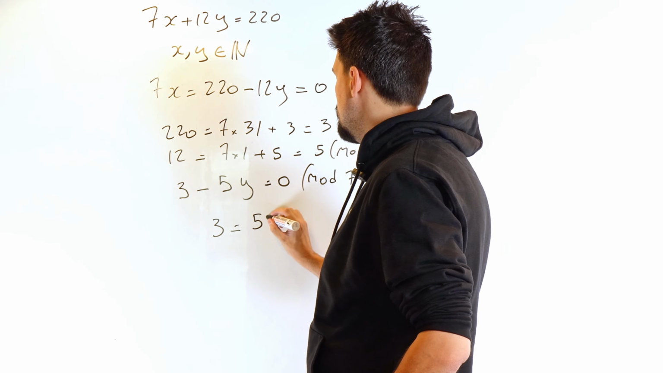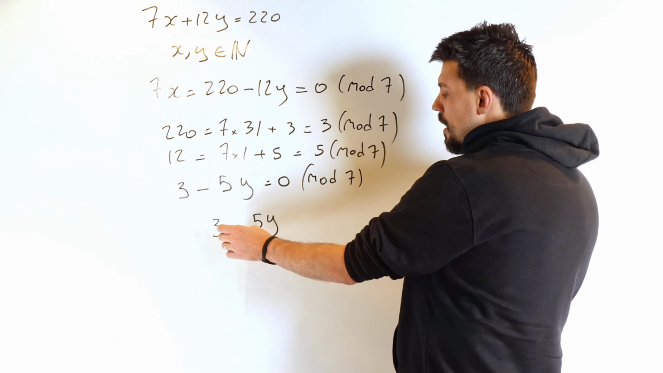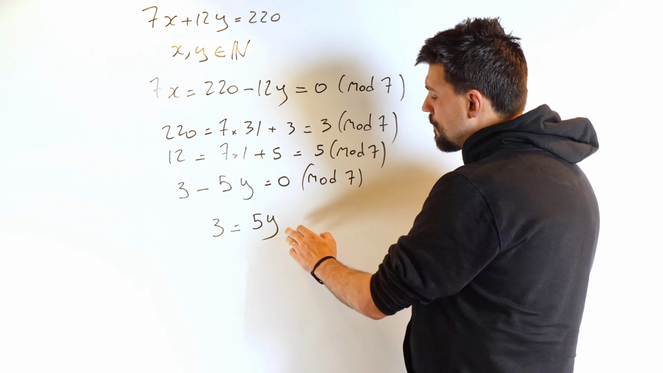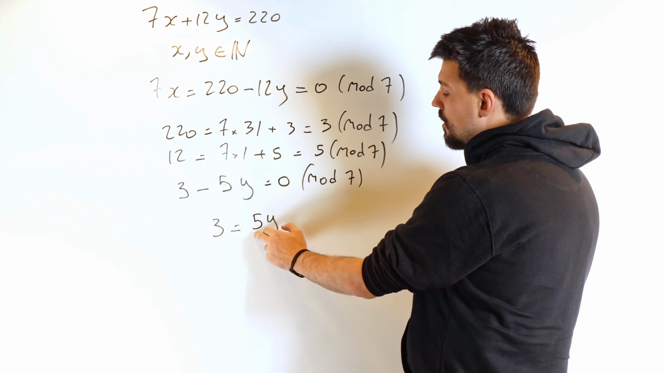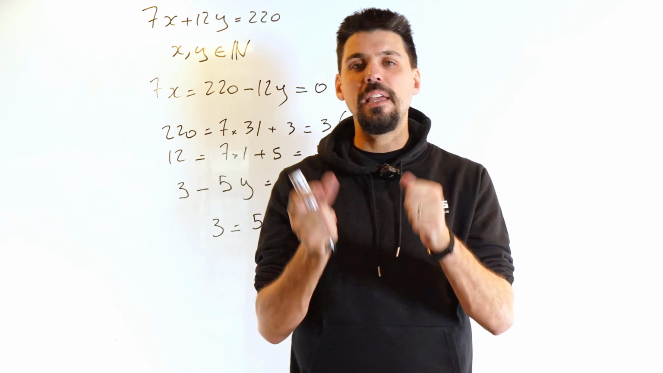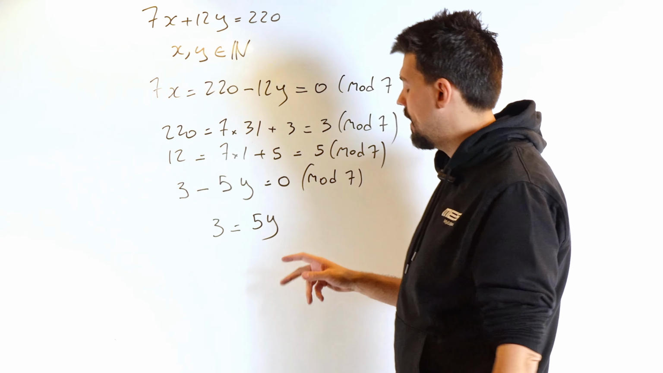Might be slightly nicer to do it this way, because we don't want fractions. We're trying to avoid fractions here, right? So 3 is equal to 5y. To find y, I need to multiply by the inverse of 5. But here's the thing. In modular arithmetic, everything is a whole number. So we cannot do fractions. And that's why I've changed tack here a little bit.